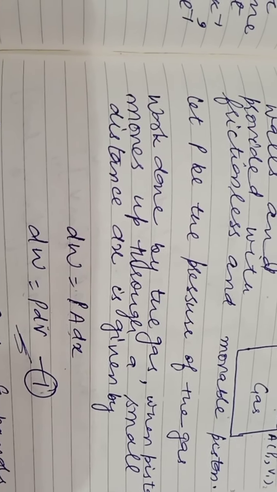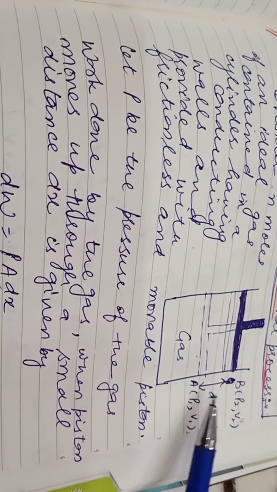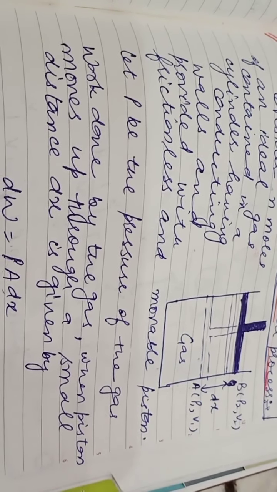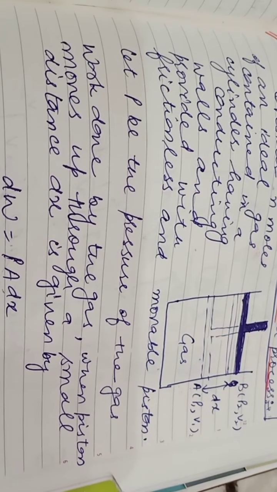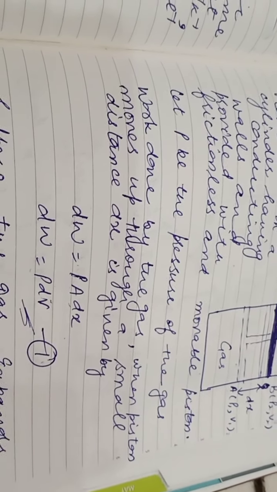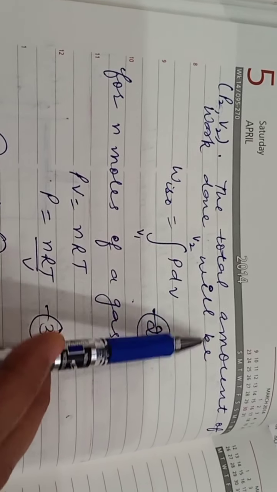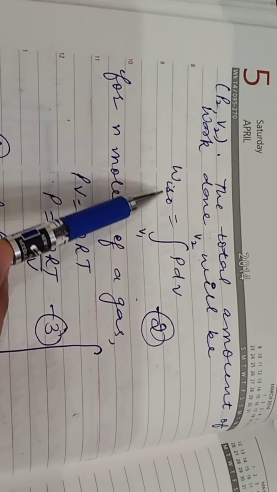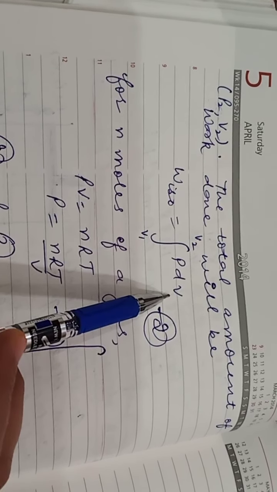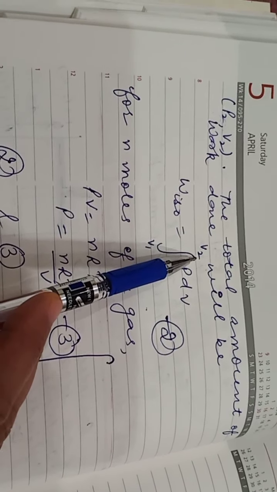Take this one. Clear? So when the gas expands from the state A to the state B, meaning from the initial to the final state, how much total work do we have to do? That total work done can be found out by integrating this equation 1. So the total amount of work done during the isothermal process is equal to integration P dV, and the limits of integration vary from V1 to V2.